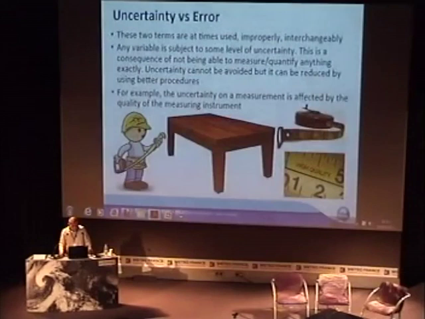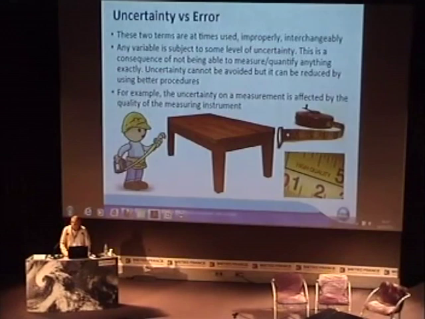There's also confusion about what is uncertainty and what is error. In my mind, many people actually interchange the two terms when they are not really the same. So uncertainty is, again, pretty broad, whereas error is a bit more specific. As it is written here, any variable is subject to some level of uncertainty. And this is just a consequence of not being able to measure or quantify anything exactly. So uncertainty cannot be avoided, but it can be reduced by using better procedures, better ways to measure things, and so on.